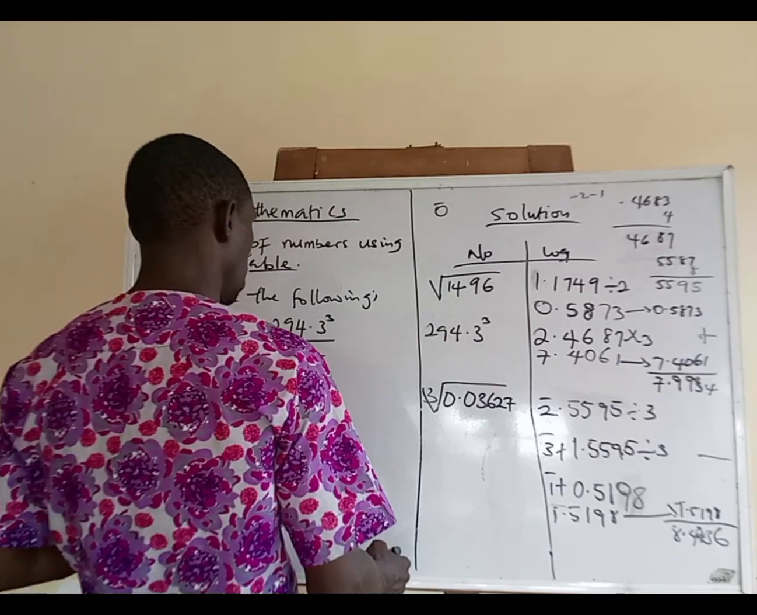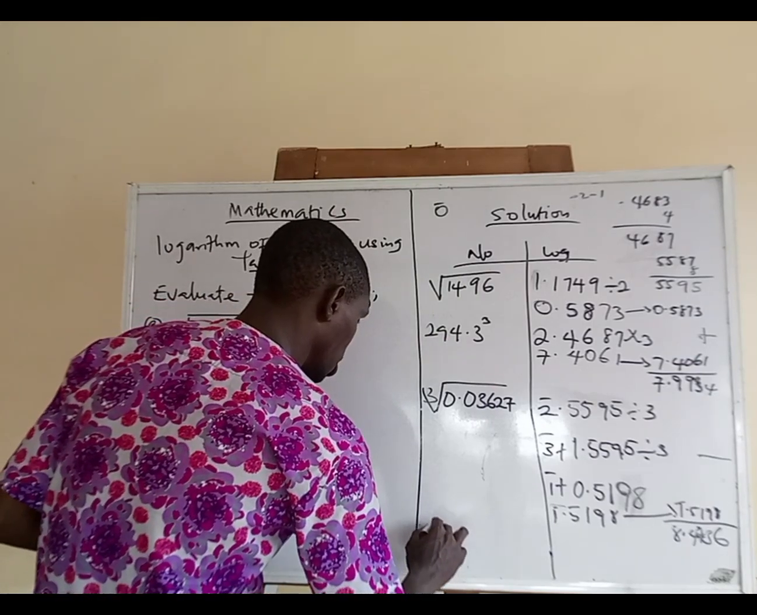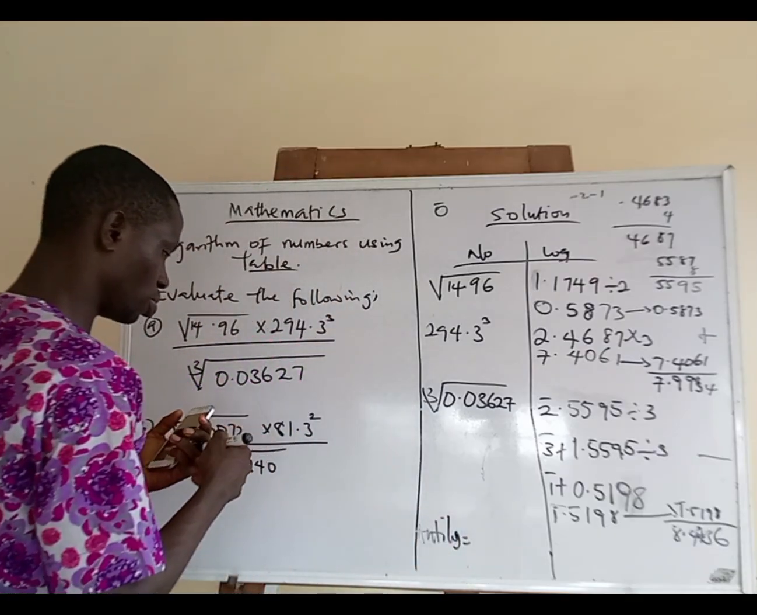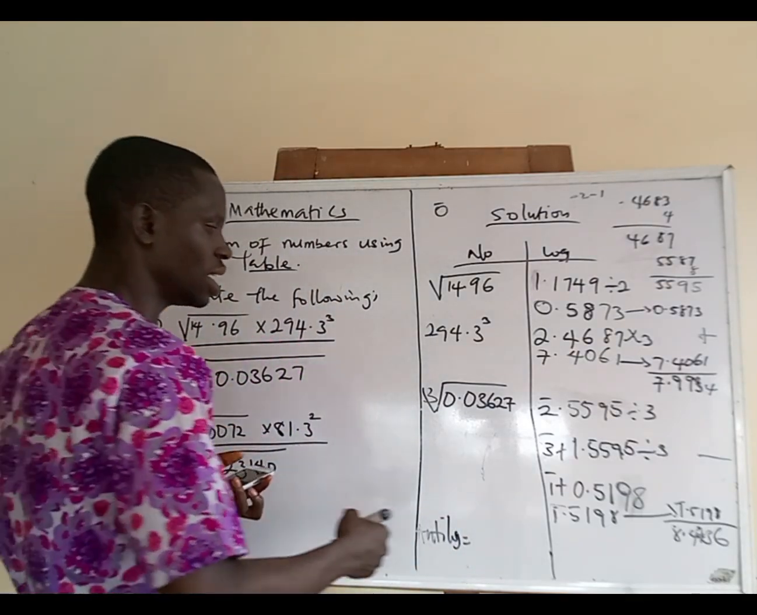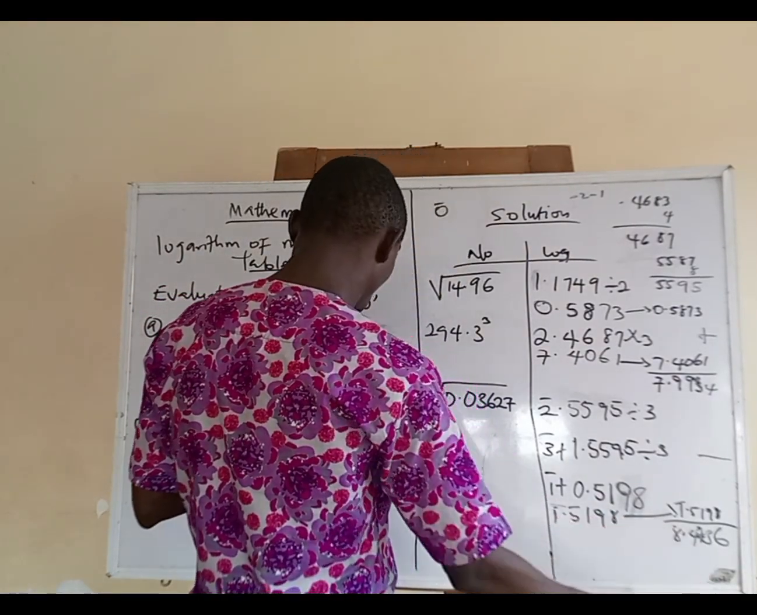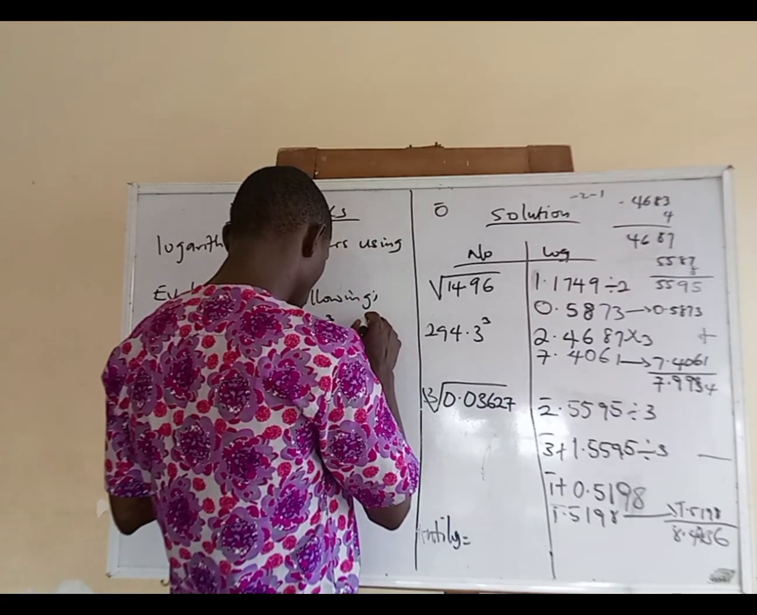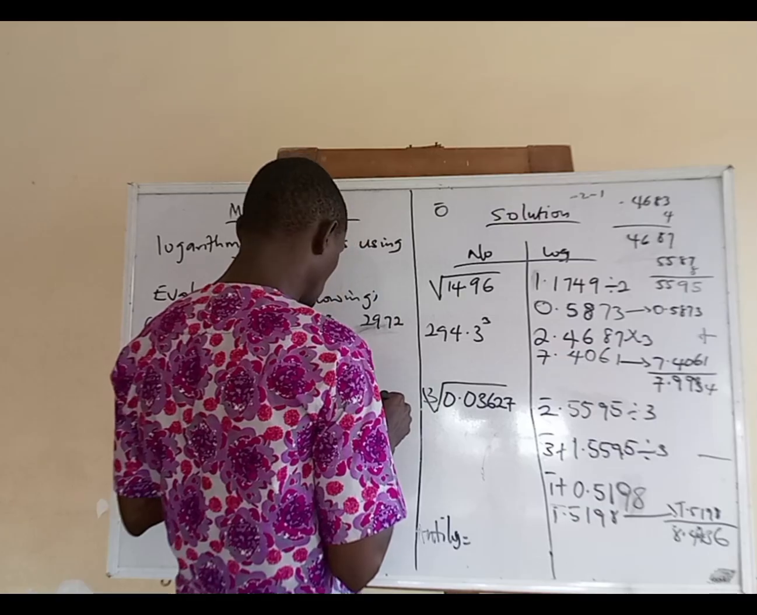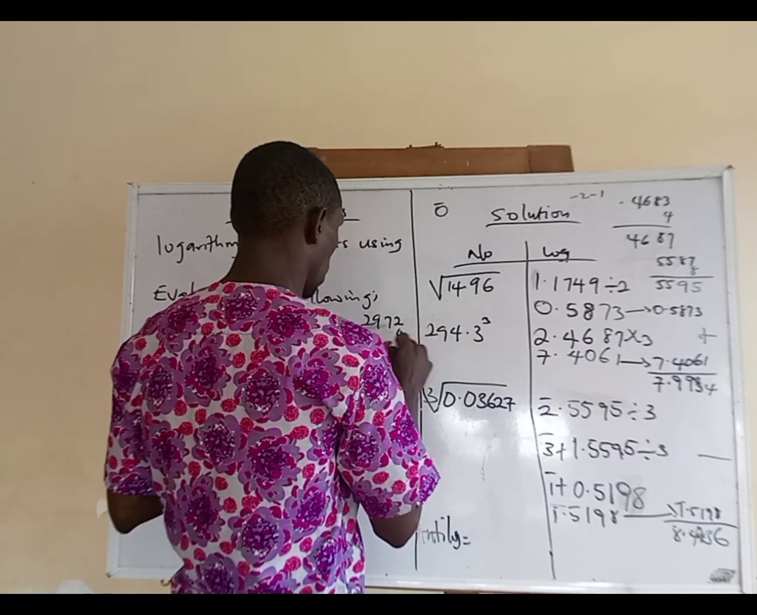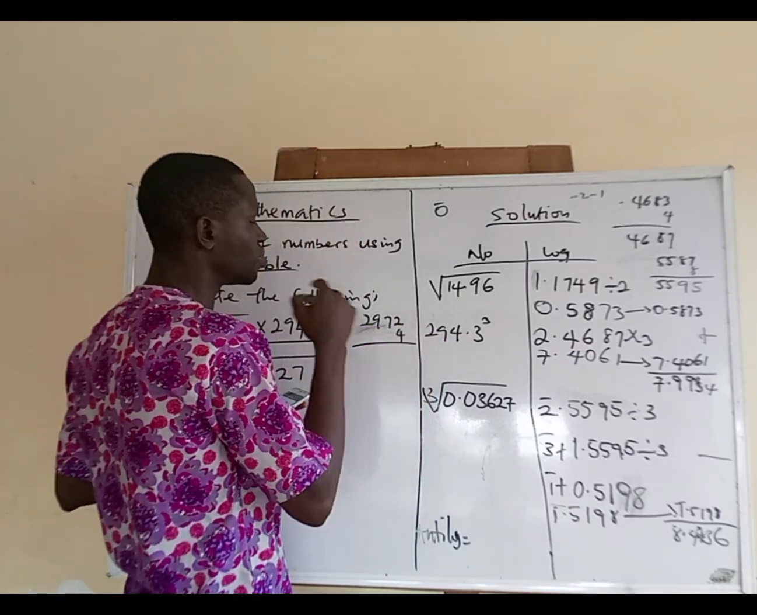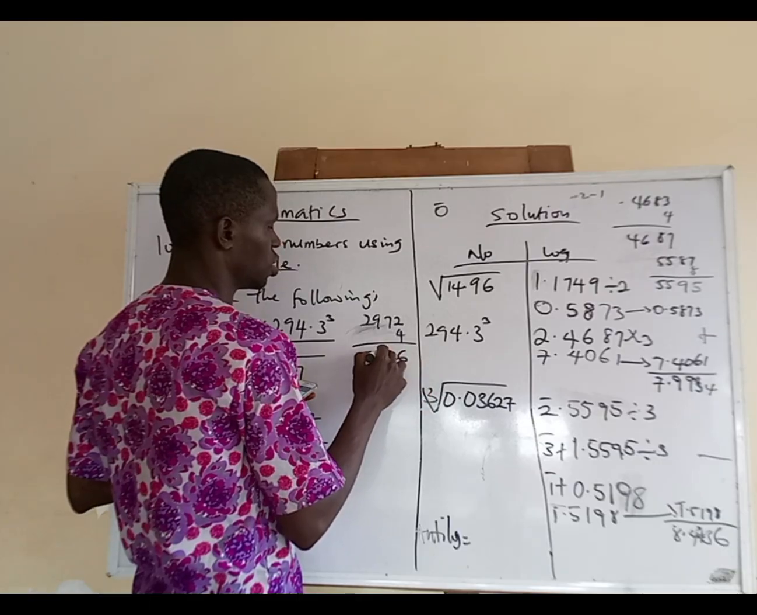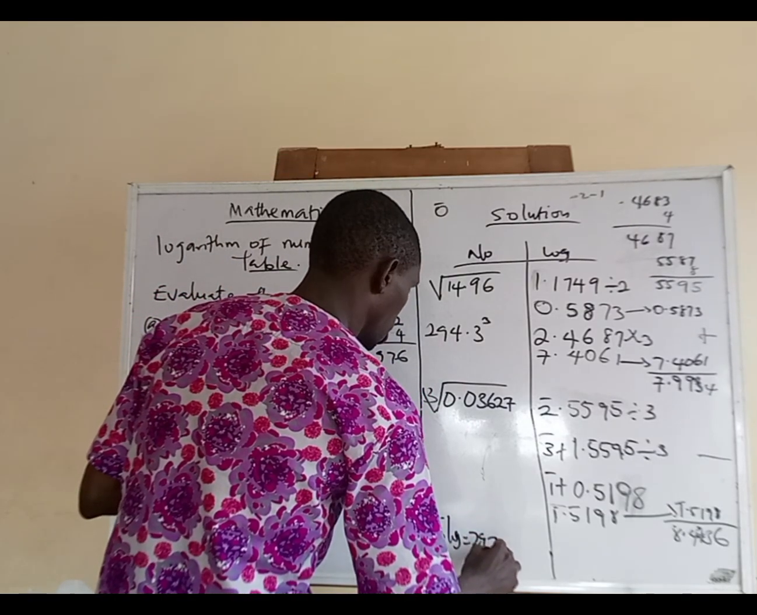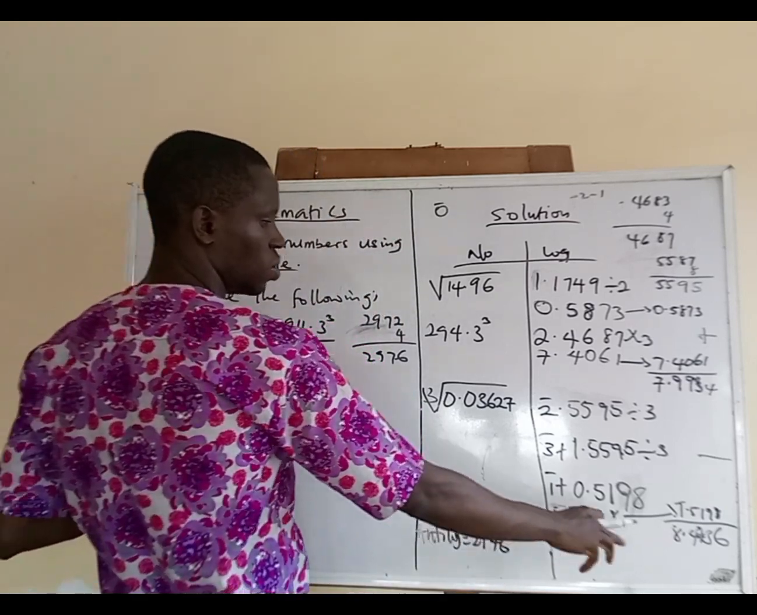Then the final thing is to find our anti-log. And that will be, we are checking anti-log 47 under 3. That's 29, 72. Difference 6. That's 4. So now add up your answer. So the anti-log is 2976. So what do we have here?